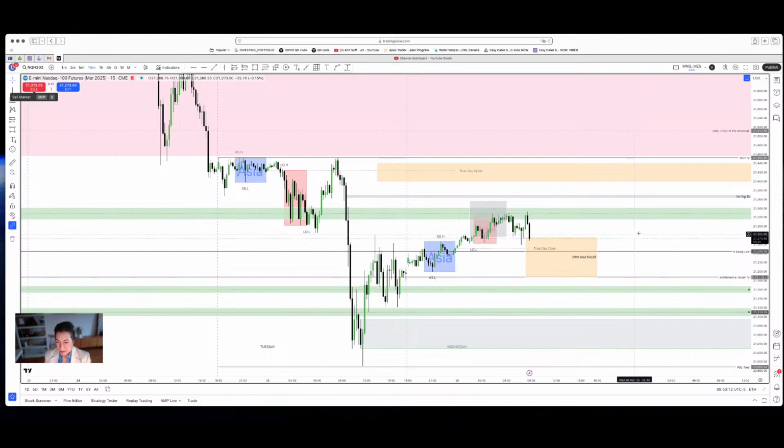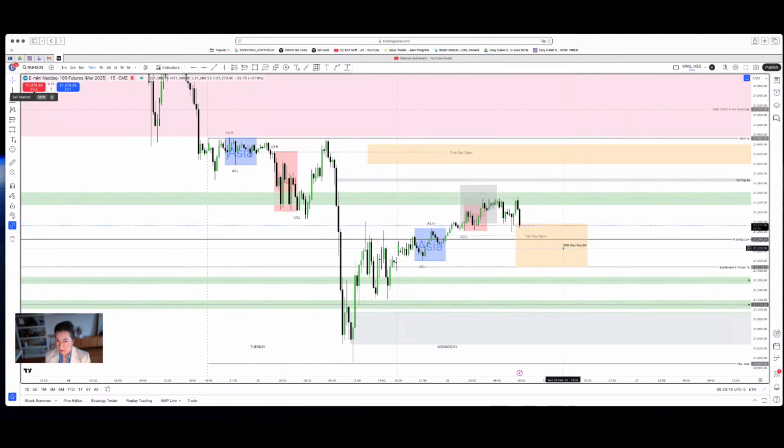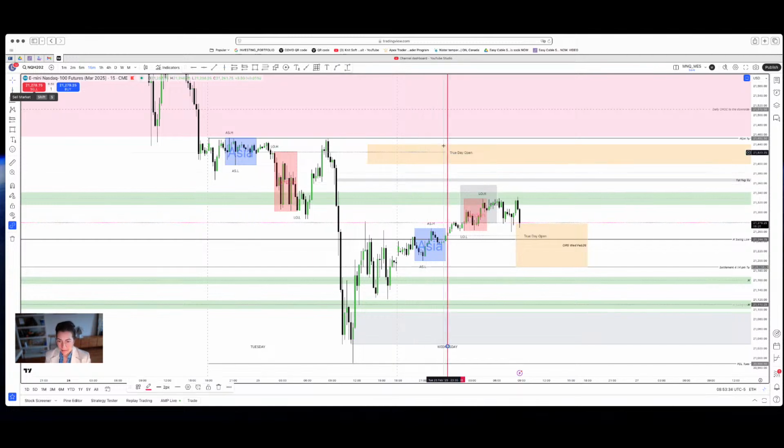Okay, so I'm on the 15-minute chart. We've got our opening range gap from yesterday, opening range gap so far from today, and now I just want to put a few verticals on my chart. I like to look for midnight last night. So I marked my midnight.